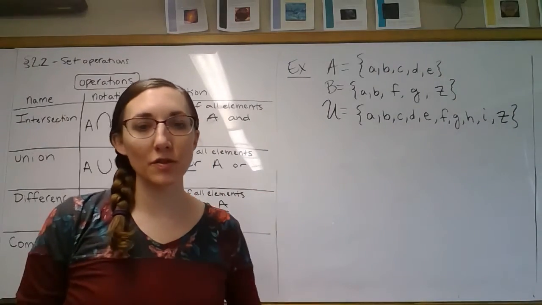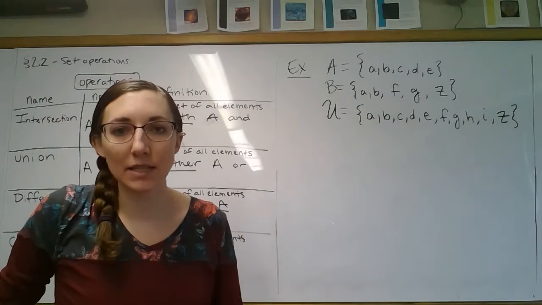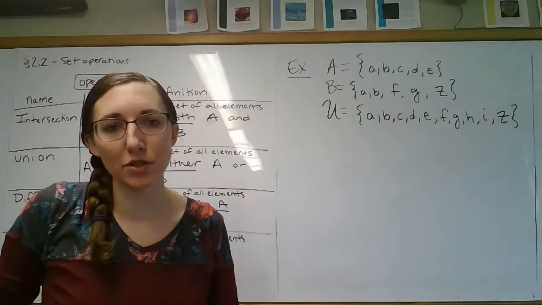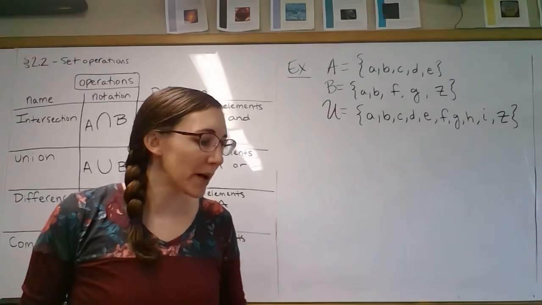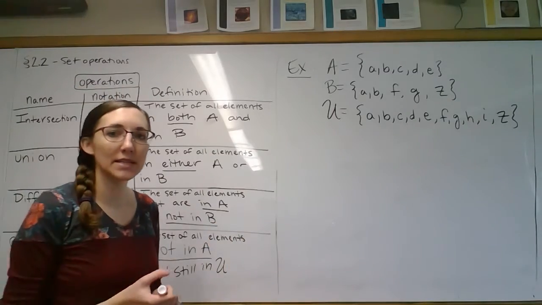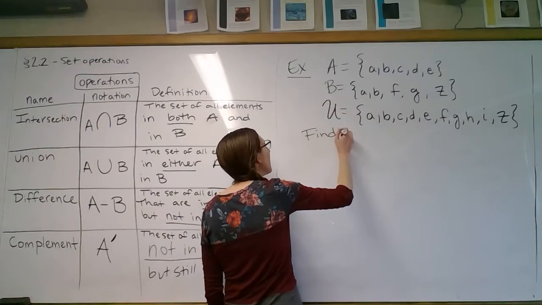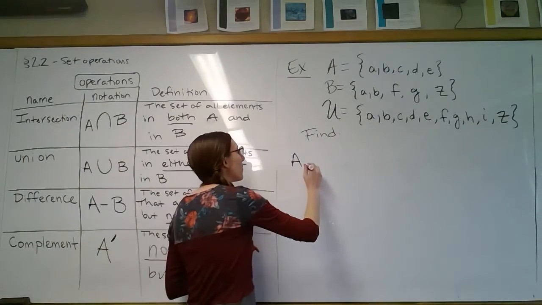Now we could have created these sets to be anything we wanted. We could have had U be the entire alphabet, but I chose to just make it this particular portion of the alphabet. So let's put all of these into practice and find these different sets. Let's just go in order.